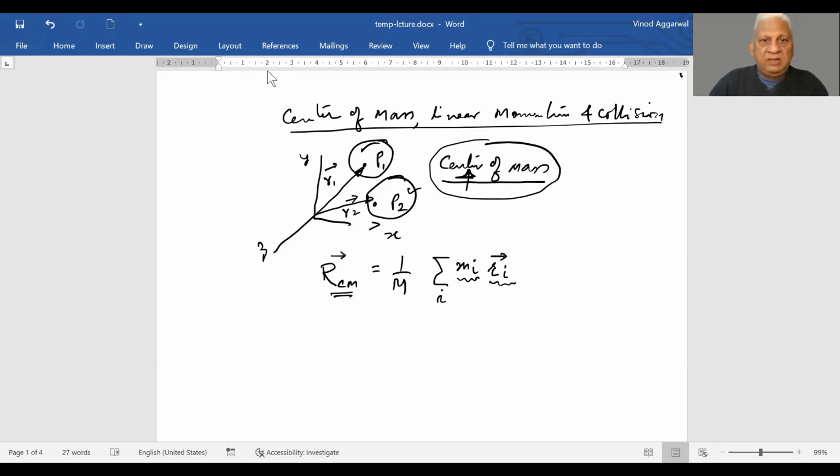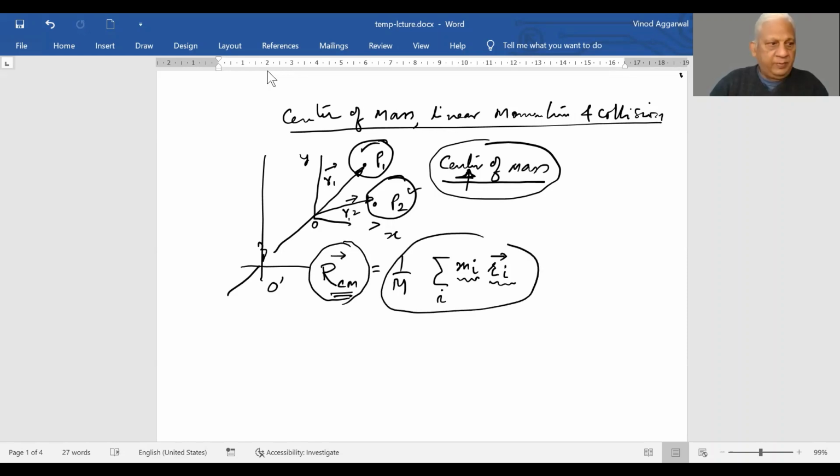Now, center of mass can be measured from any inertial frame. It's not necessary that your origin should be here. Your origin could be anywhere else also. It doesn't matter. The position of the center of mass will still remain the same by this formula. Okay.